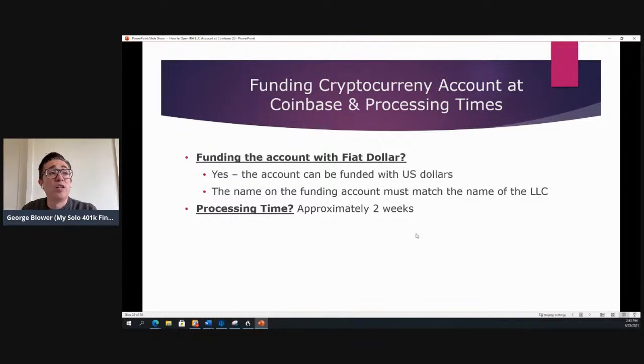So now let's turn to funding the account at Coinbase and processing times. So first off, with funding, you're going to fund it, of course, with US dollars. And as mentioned, the cryptocurrency exchange, Coinbase, requires that the account from which the funds are transferred to the account at Coinbase, the name on that external funding account matches the name on the account at Coinbase. So in this case, the name must be in the name of the LLC.